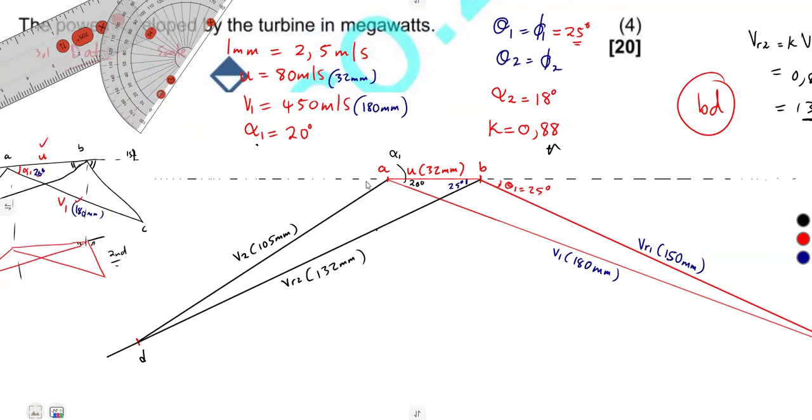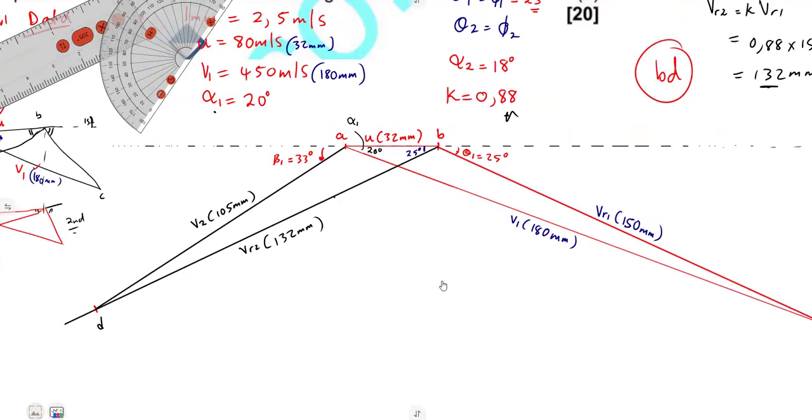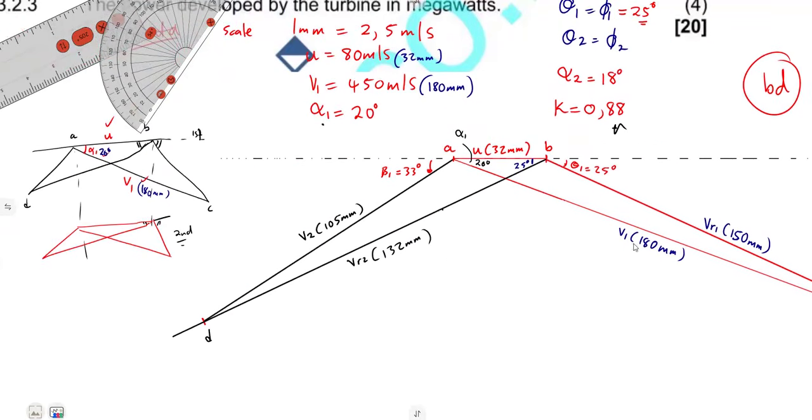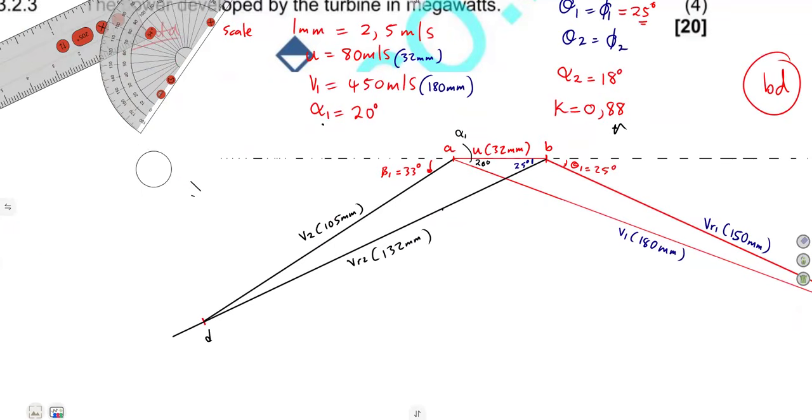You can also measure this angle at the exit, our angle beta. So that's our angle beta 1. You measure, it's going to be closer to 33 degrees. All right, so that's it. And also the flow velocity at the end. All right, so you guys are just going to use this one at the end, no problem.